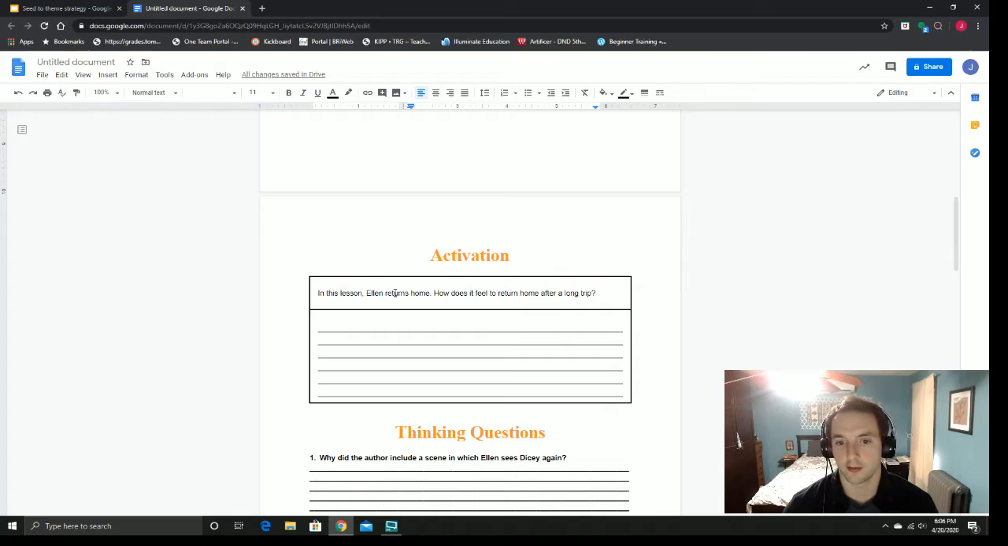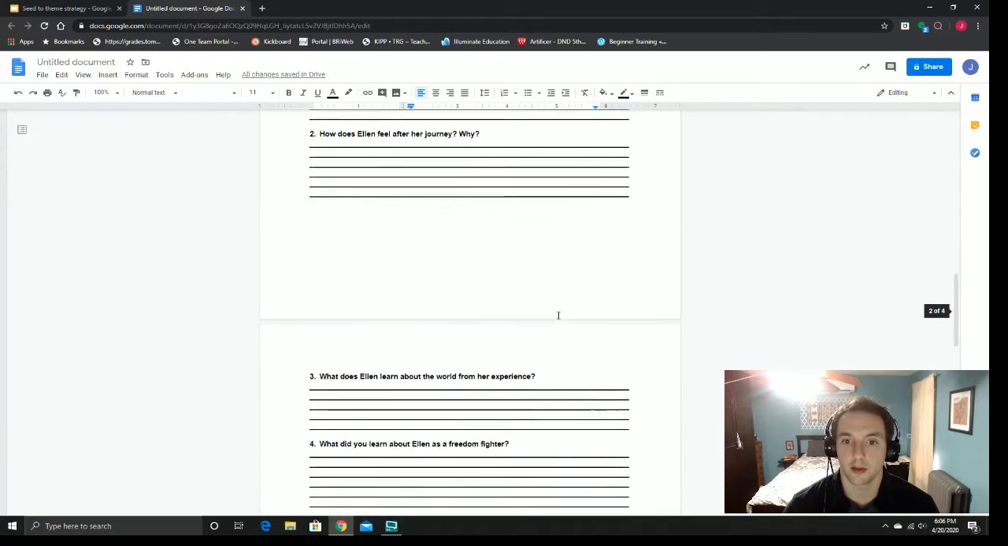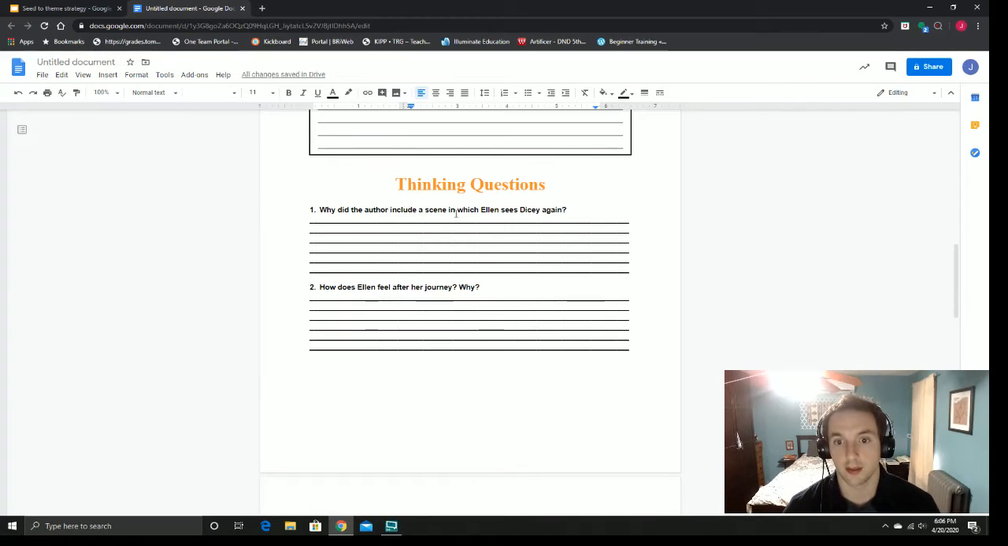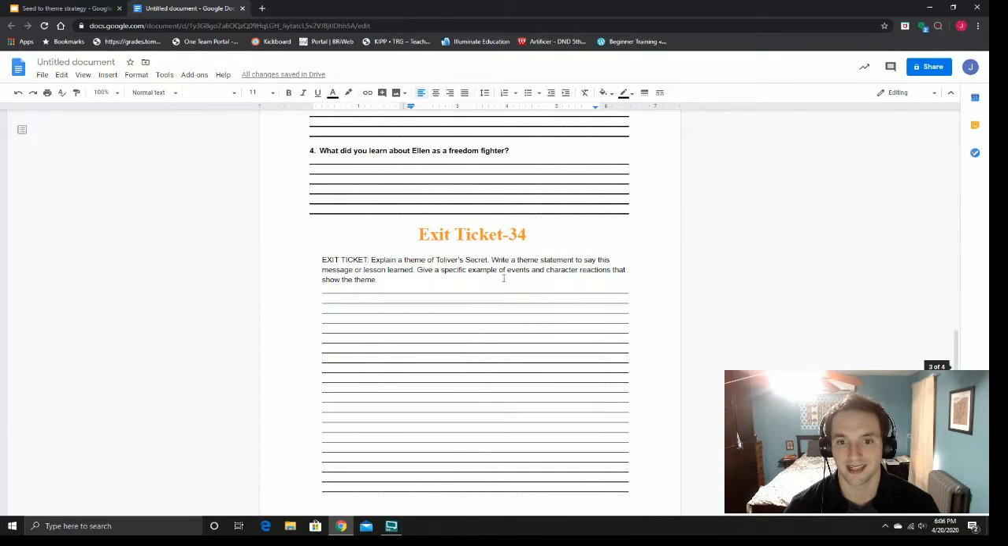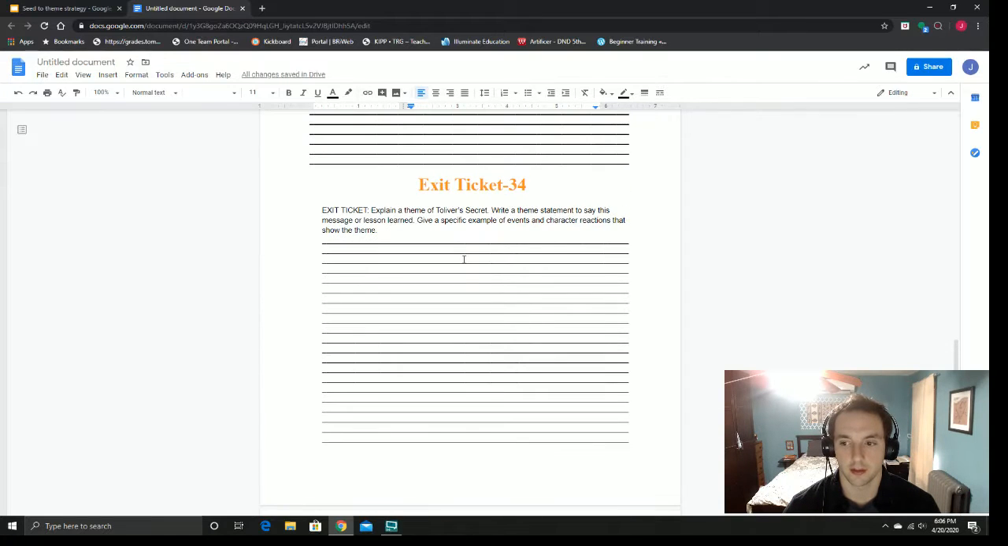All right, just as always, we're going to dive into the thinking questions, and as always, the thinking questions are going to help us and guide us to our exit ticket. And if we take a look at what we're going to be doing today, again, we're explaining a theme of Toliver's Secret. We're going to write a theme statement to say the message or lesson that we learned, and then we're going to give some specific examples and events and character reactions that show the theme.